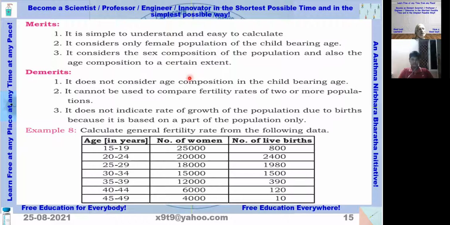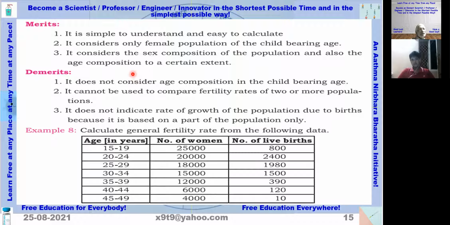Now, what are the advantages, the merits? It is simple to understand and easy to calculate. It considers only the female population of childbearing age. It considers the sex composition of the population, and also the age composition to a certain extent. Wherever they have written sex, you replace it by gender, that is more meaningful. So, it considers the gender composition of the population, and also the age composition to a certain extent.